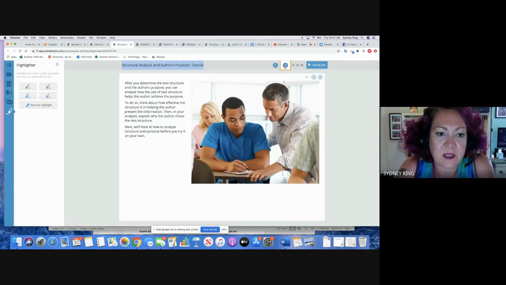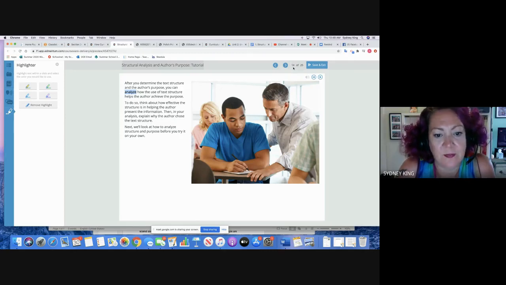All right, so after you determine the text structure and the author's purpose, you can analyze how the use of text structure helps the author achieve that purpose. And this is really what most of English class is, analysis. It's, what do you think? After you understand what the structure is, after you can pull it apart into pieces, talk about it. So how effective is the structure to help them present the information? Explain why the author chose that text structure.